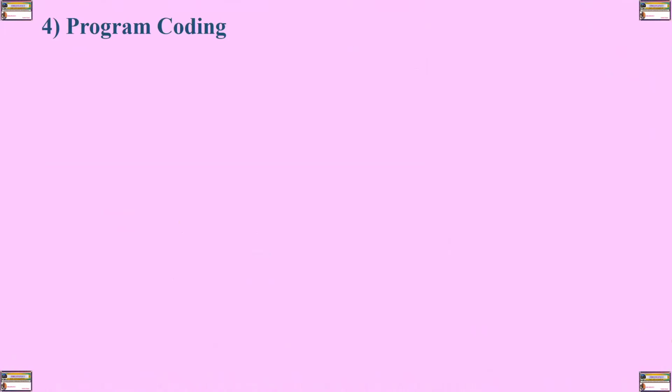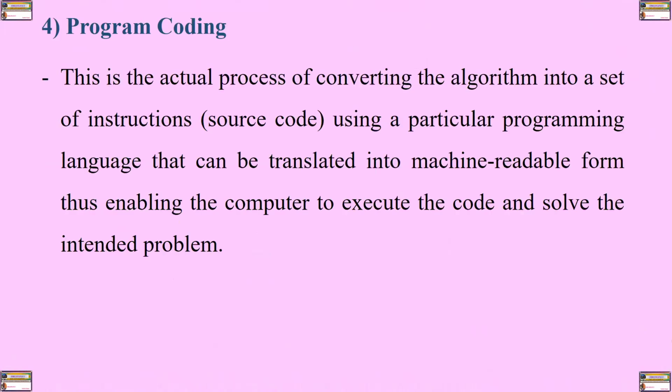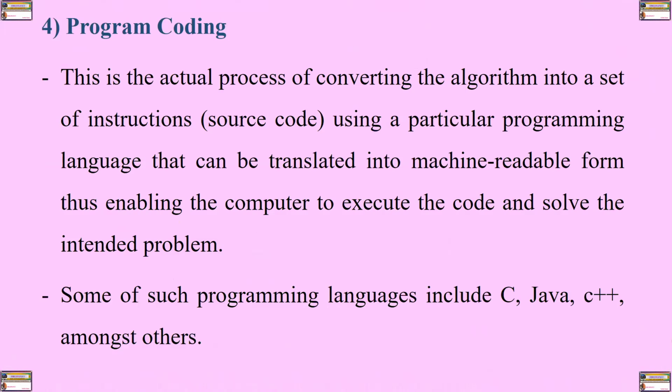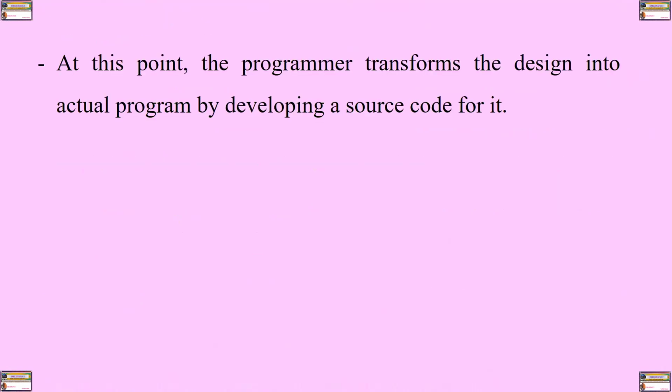Let's now look at program coding. For the next step, step number 4 or phase number 4 is called program coding. This is the actual process of converting the algorithm into a set of instructions or source code using a particular programming language that can be translated into machine readable form, thus enabling the computer to execute the code and solve the intended problem. Some of such programming languages are C, Java, C++, amongst others.